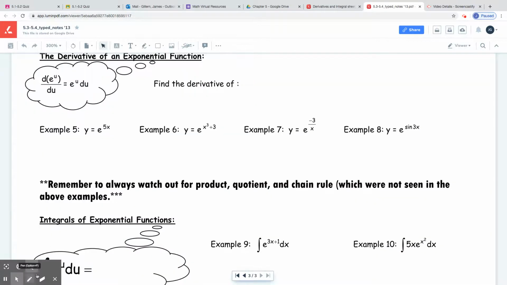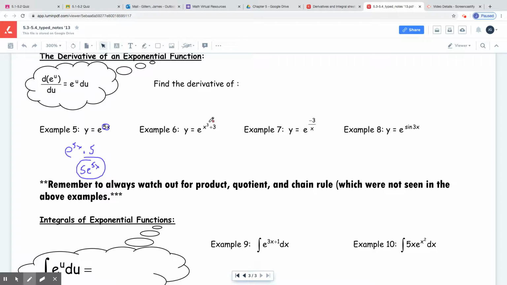All right, so for e to the 5x, take the derivative. It's e to the u du, so you rewrite the whole thing. So it's e to the 5x times the derivative du. That's your u, the 5x. The derivative is 5. So it's 5e to the 5x. That's your answer, e to the 5x times 5.